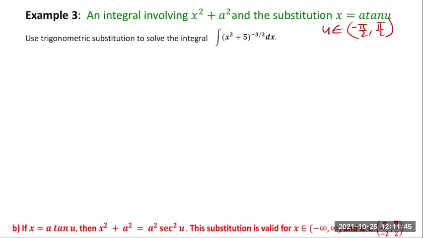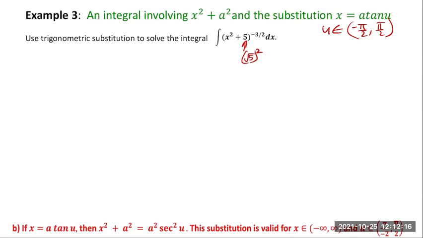Next, I want to go over this particular example. Use trigonometric substitution to solve this given integral. So what kind of a substitution can we go with here? First of all, notice that this is x squared plus something, right? You can, of course, view this plus 5 as the square root of 5 squared, right? 5 is square root of 5 squared.